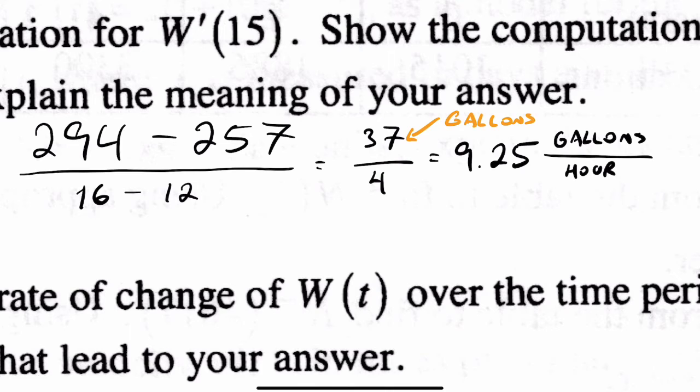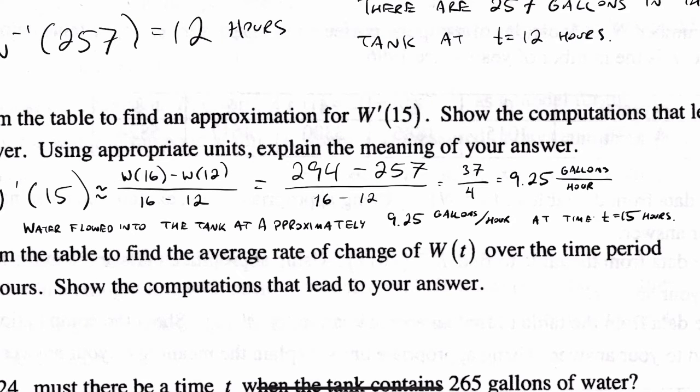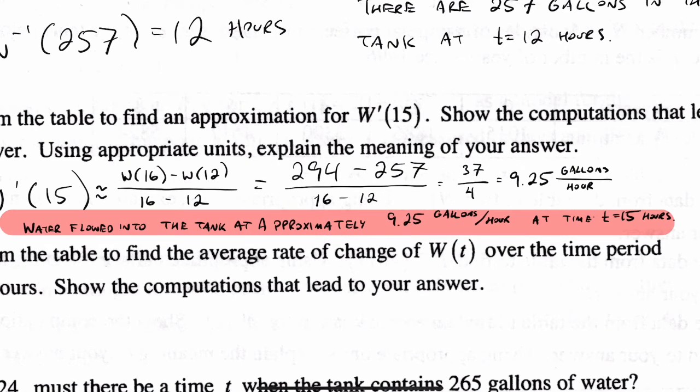37 was the number of gallons, and the denominator 4 represented the number of hours. A sentence that explains all this might read: water flowed into the tank at approximately 9.25 gallons per hour at time t equals 15 hours.